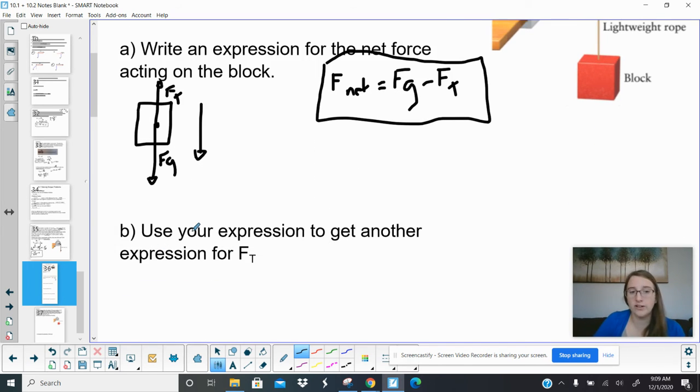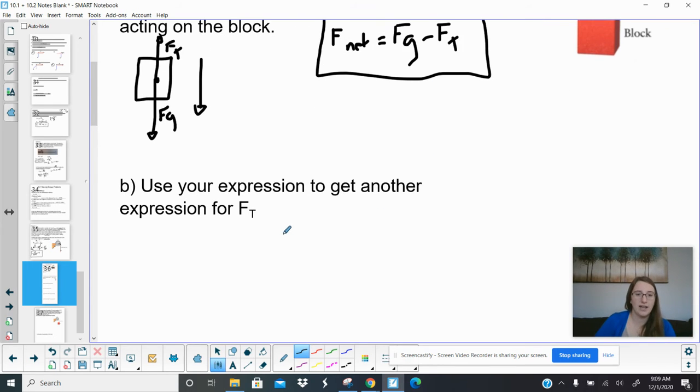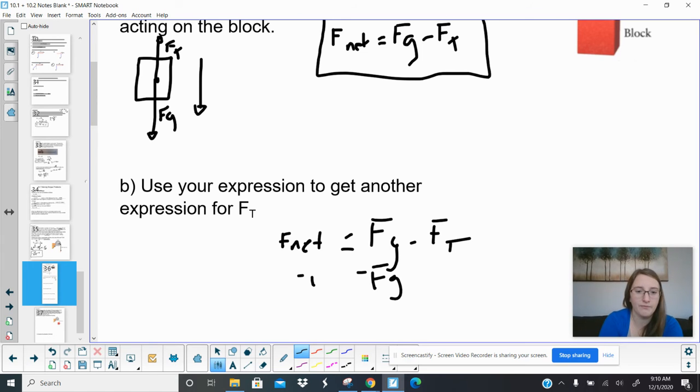Now, all we're going to do here is pretty simple, but we're going to take this expression and get force of tension by itself. If you recall, we had to do this a couple times. So go ahead and do that. Move stuff around and get the force tension by itself. Okay, so we have F net equals Fg minus Ft. So I'm going to subtract over the force of gravity.